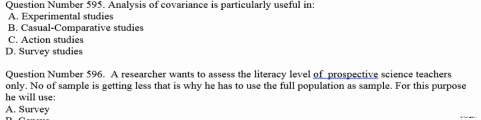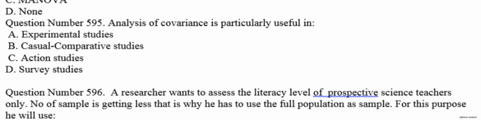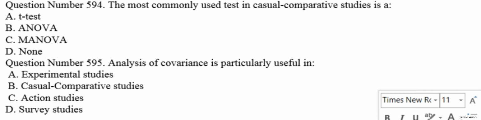Question number 595. Analysis of covariance is particularly useful in: A. Experimental studies. B. Causal comparative studies. C. Action studies. D. Survey studies. The correct answer is option B, causal comparative studies.